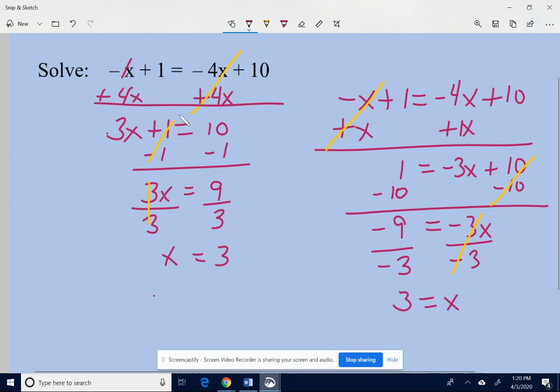But do the next problem and check it with the solution. Let me know if you're having any trouble with these guys.